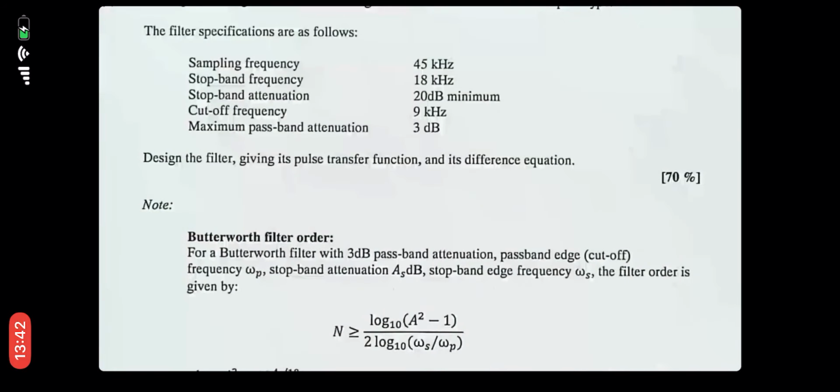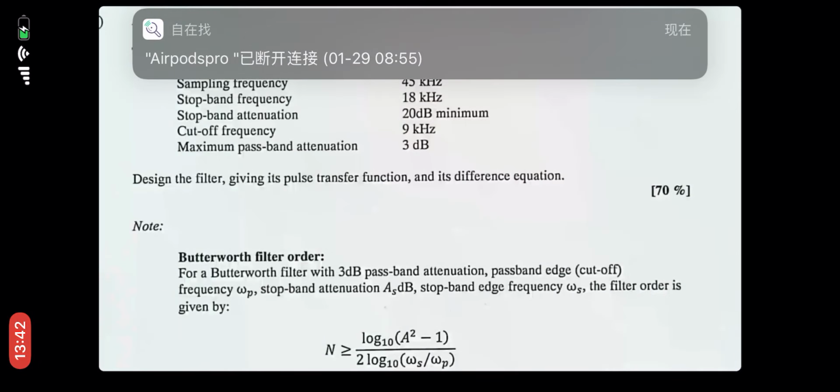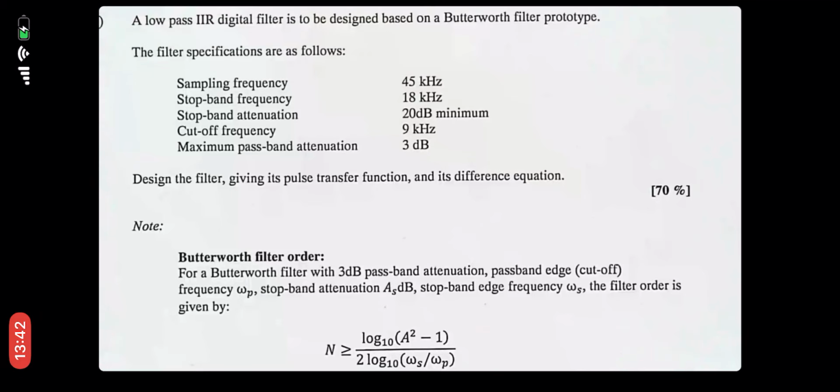So IIR filter, this is what we've got. What's our first step going to be if we've got this filter specification? What's the first step that we want to do when we want to design an analog filter? So we're going to start with this digital filter spec. We want to transform it to the analog domain, design the analog filter, and then convert it back into the digital domain. So what's our first step? What's the first thing we need to do with these numbers? Yeah, we need to do pre-warping.